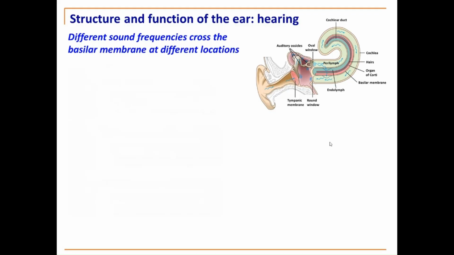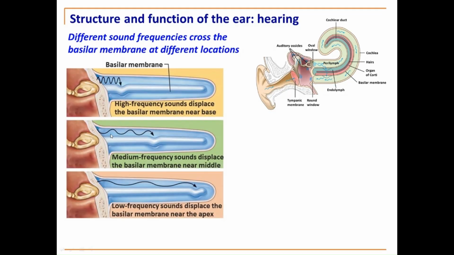And I've already talked about this. So here's our basilar membrane, and here's our cochlea. You can see the high frequency sounds, as I've already said, displace the basilar membrane near the base. The medium frequency sounds displace the basilar membrane near the middle, and the low frequency sounds displace the basilar membrane near the apex.